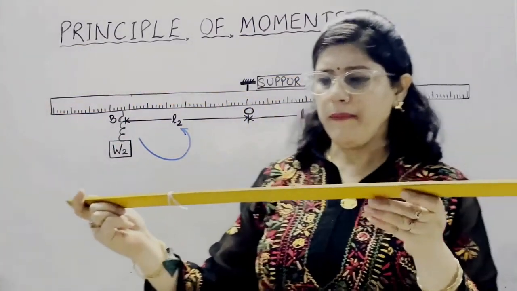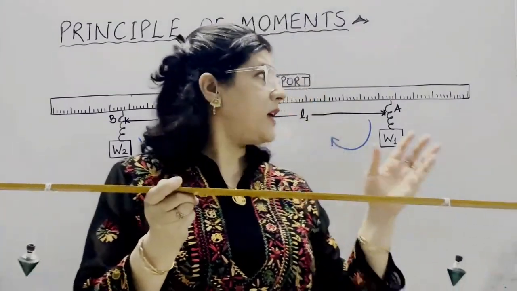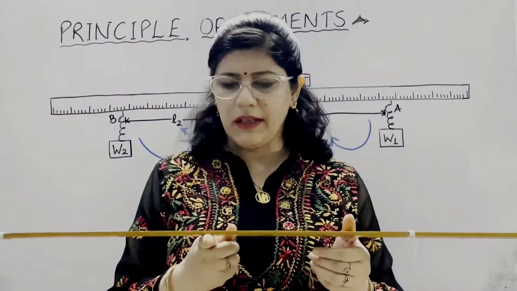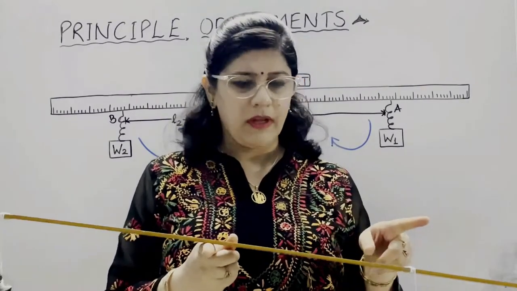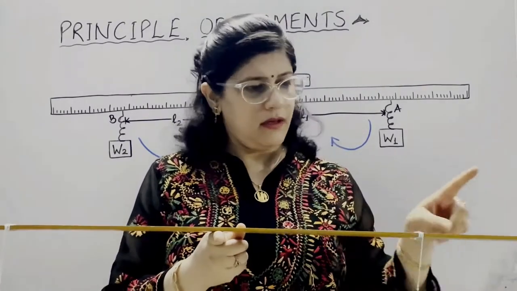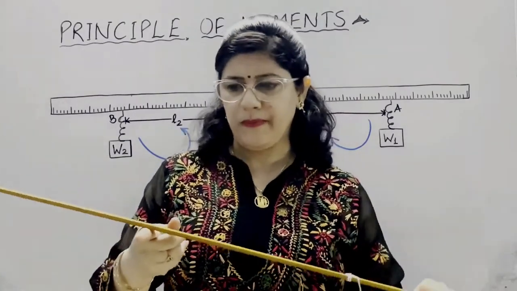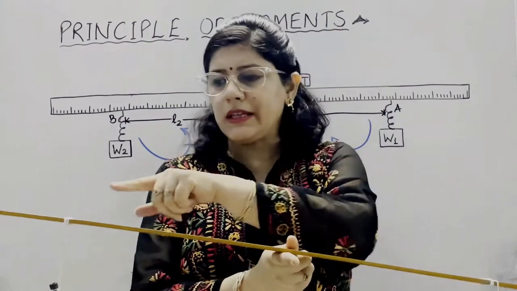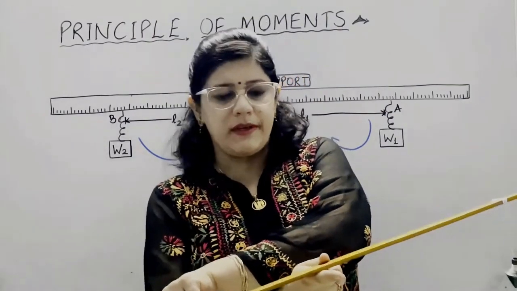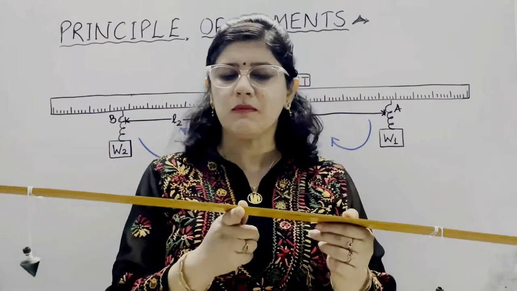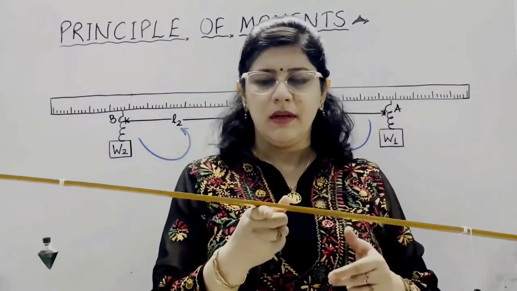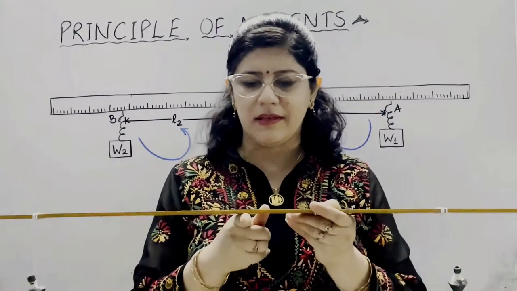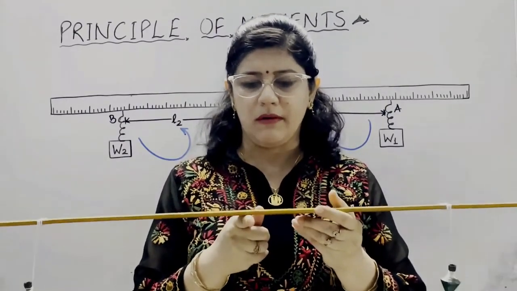Now, as you can see, this weight W1 may tilt the scale in the clockwise direction if it is more, and this is the clockwise direction. And if this weight W2 is more, then it may tilt the scale in the anti-clockwise direction. But when both moments are the same, then you can see the meter rule can be balanced at the 50 centimeter mark.